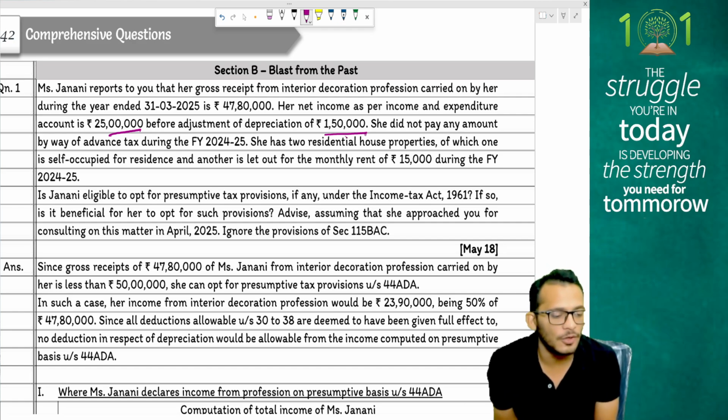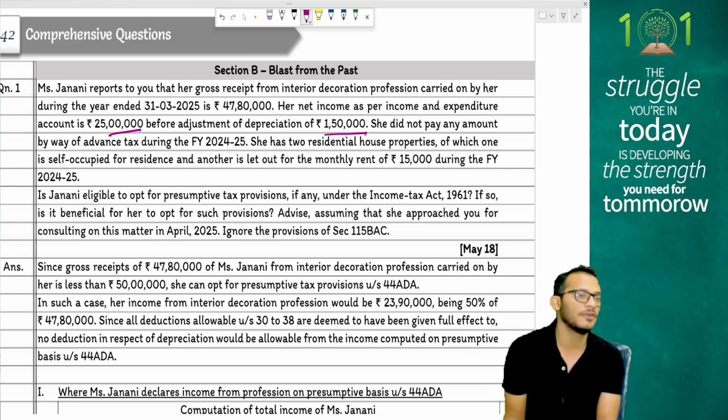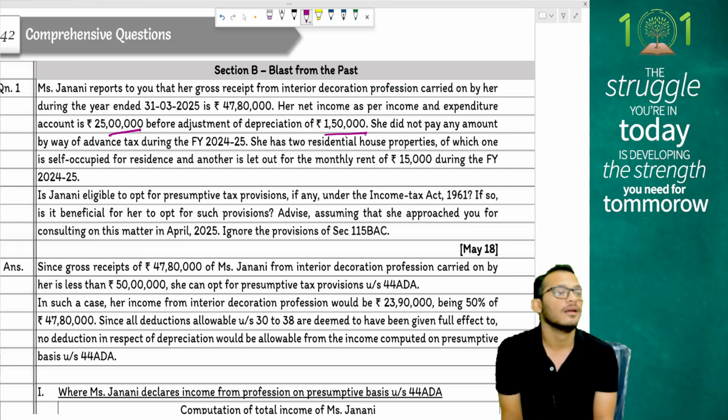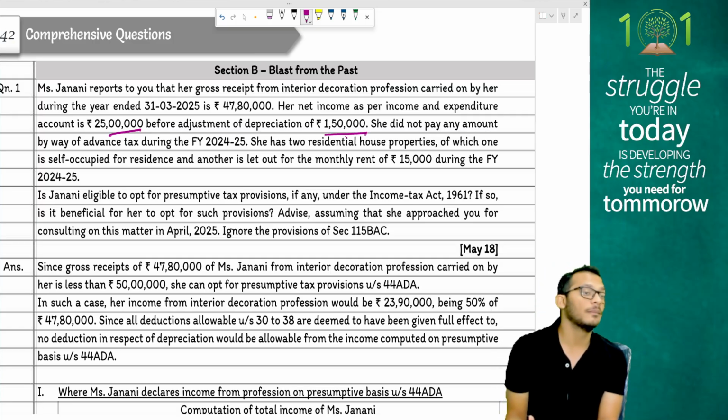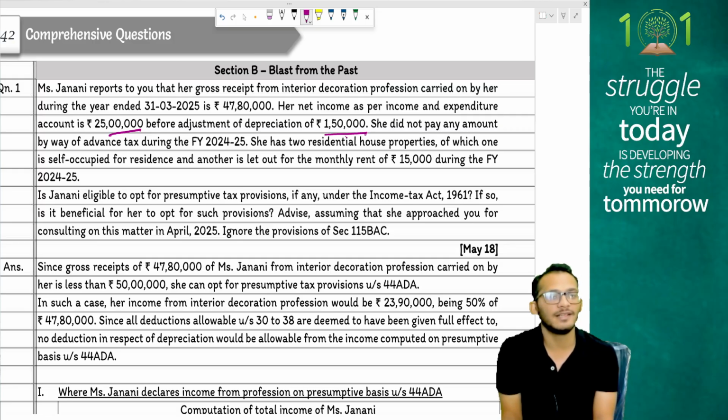She did not pay any amount of advance tax during financial year 24-25. So I am now going to have interest under section 234C. But I am a presumptive case, so my advance tax liability only accrues in the fourth quarter, which means I'll only have interest of 1% on 100% of the shortfall.